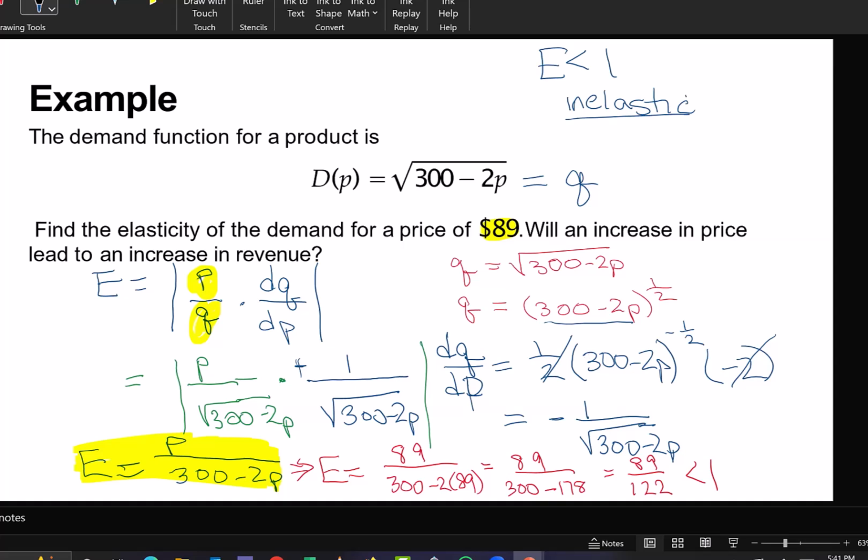And remember, inelastic means, since I have this I, we're matching the I's. I don't know if you remember me saying that. This is increase. I want to increase my price because I can definitely get more money for the item, and it will lead to an increase in revenue. So will an increase in price lead to an increase in revenue? The answer is yes.